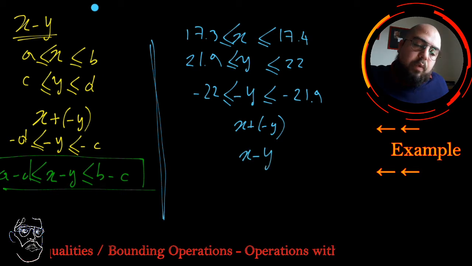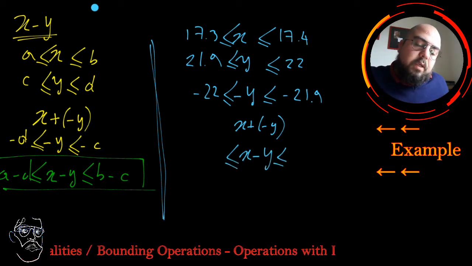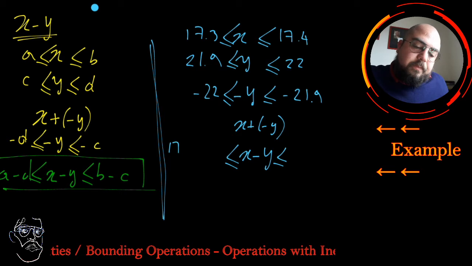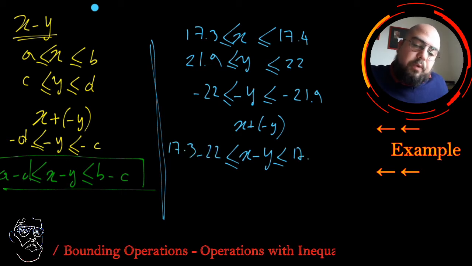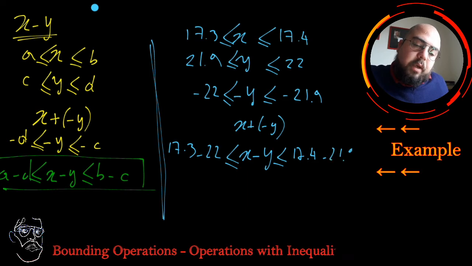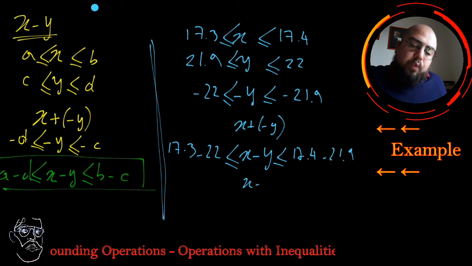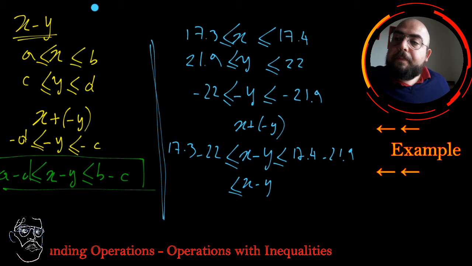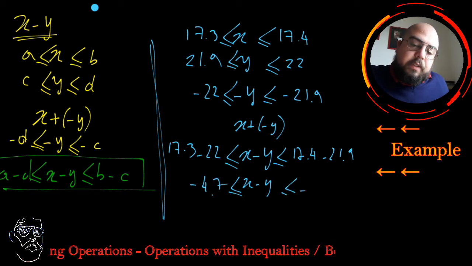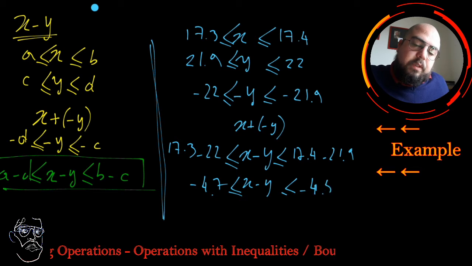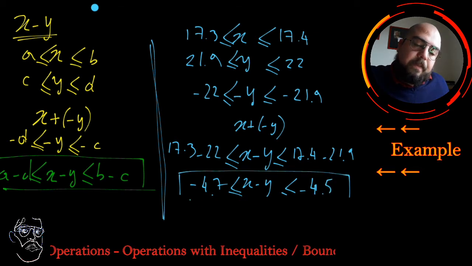So x minus y will be between 17.3 minus 22 and 17.4 minus 21.9. So x minus y will be between minus 4.7 and minus 4.5. So this is how you do the subtraction.